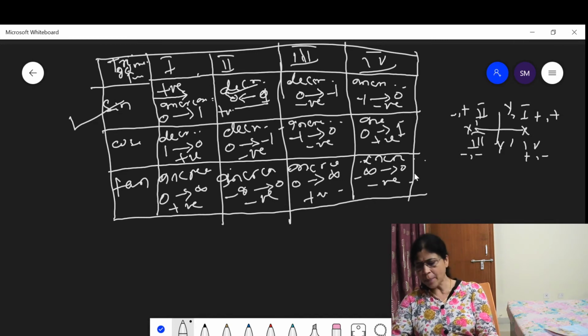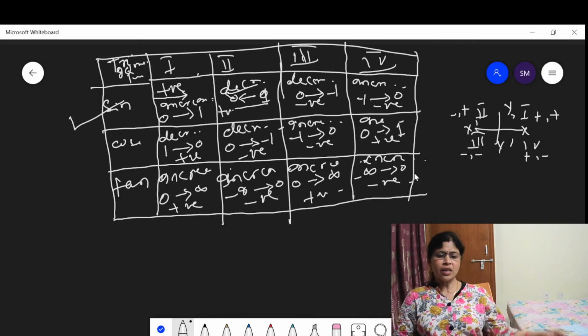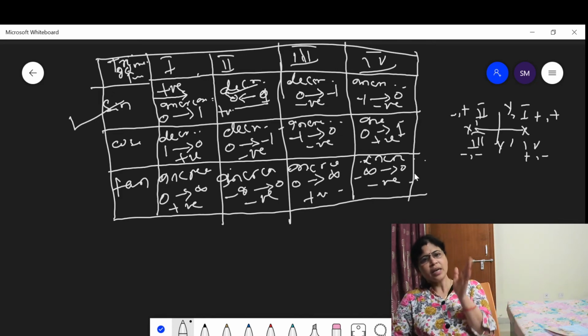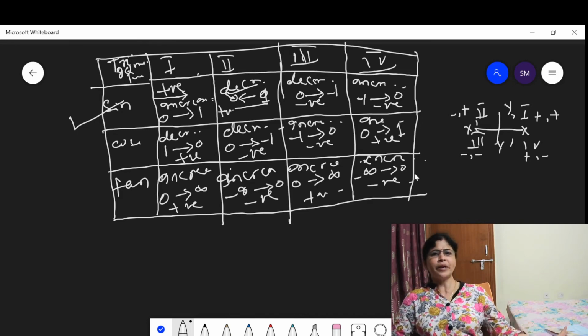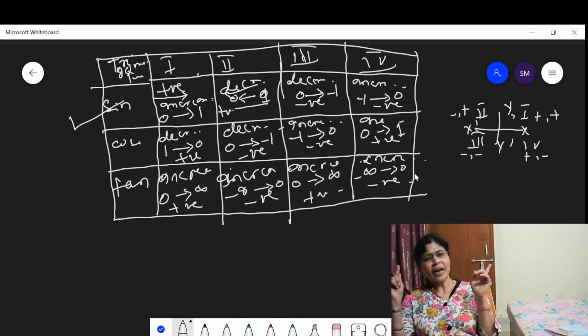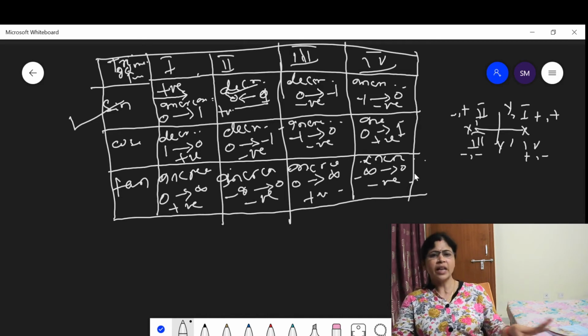Means the tan function is always in increasing mode. In the first quadrant it is increasing from 0 to infinity, which means positive. In the second quadrant it is increasing from -infinity to 0, which means negative value. In the third quadrant it is increasing from 0 to infinity, positive value. In the fourth quadrant it is increasing from -infinity to 0, negative value.